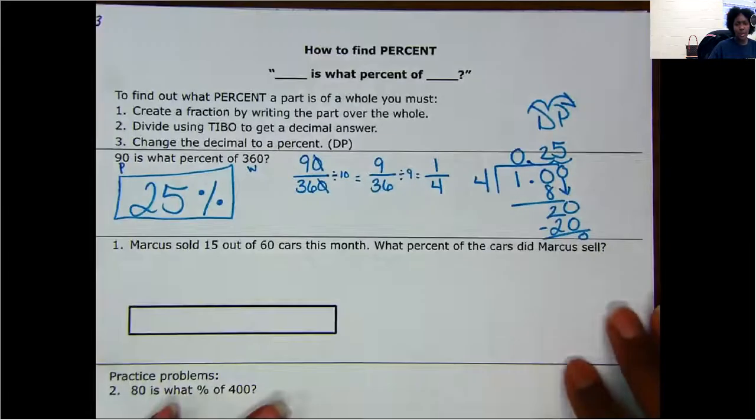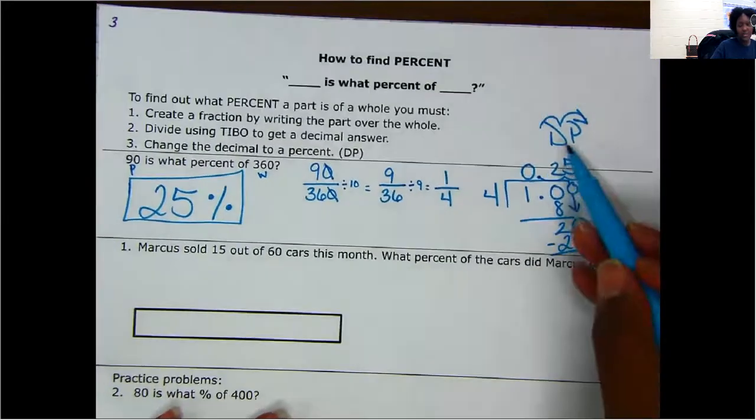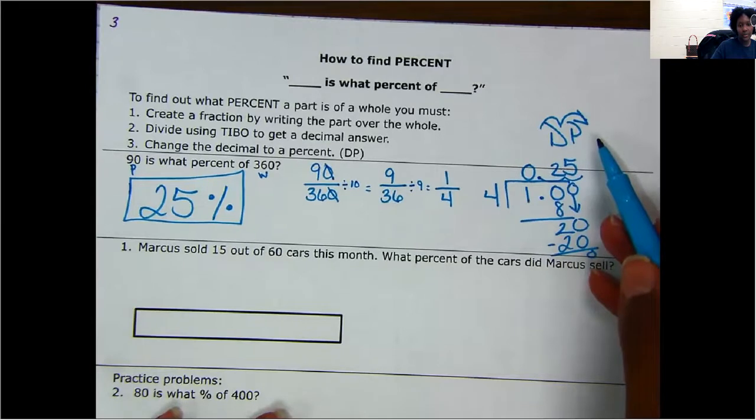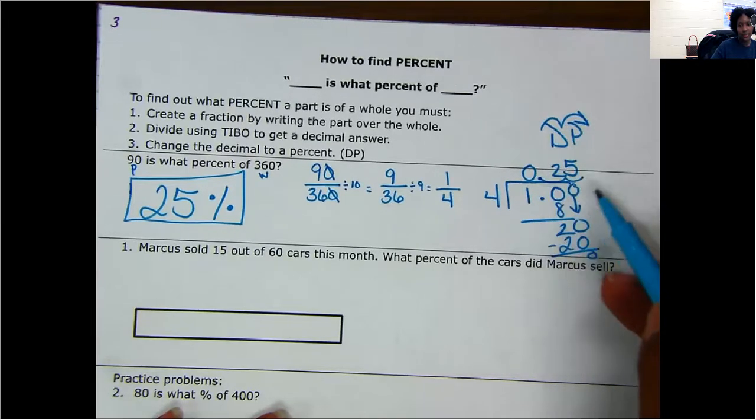Now you might be like, Miss, you said we were multiplying. Well, when you move the decimal to the right, that is you multiplying times 100, okay? That's where the multiplication comes in.